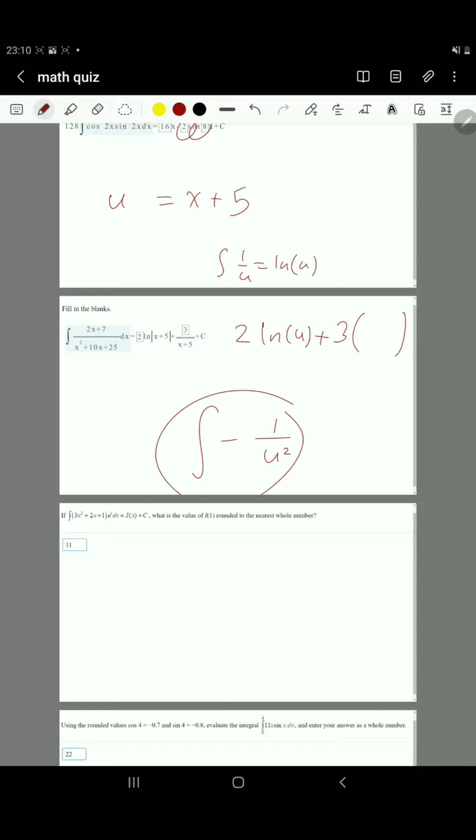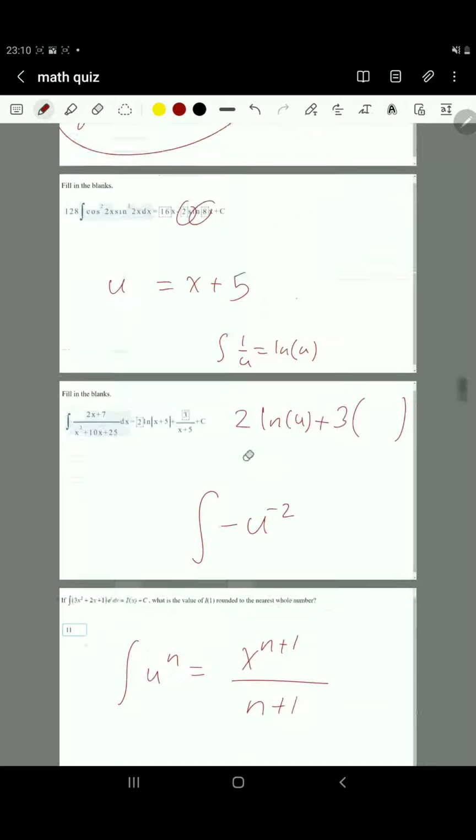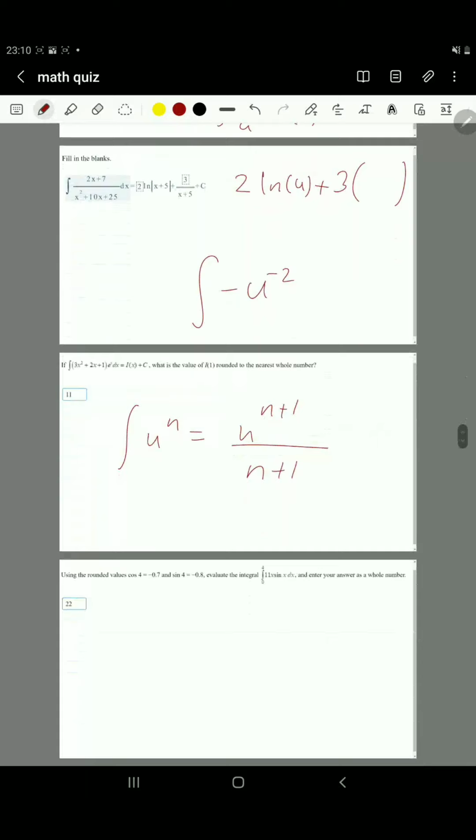So now we need to find this integral. 1 over u squared is just u to the power of minus 2. The integral of x to the n is just x to the n plus 1 over n plus 1. In our case, we're talking about u, and n is minus 2. Minus 2 plus 1 is minus 1.